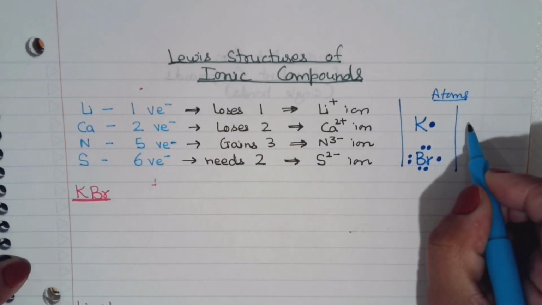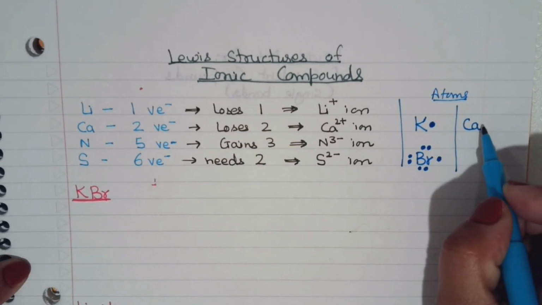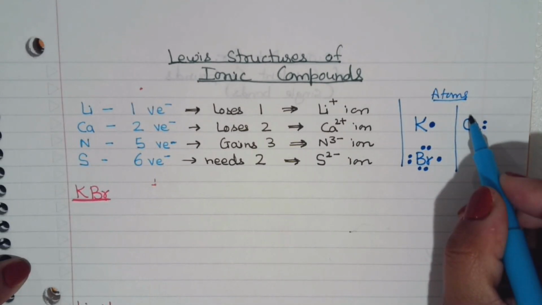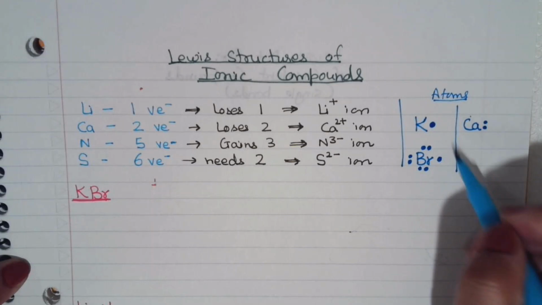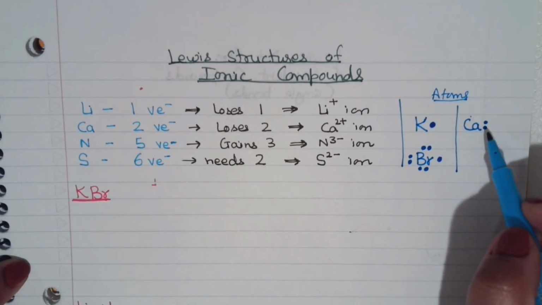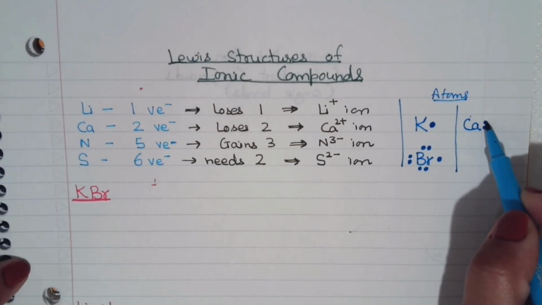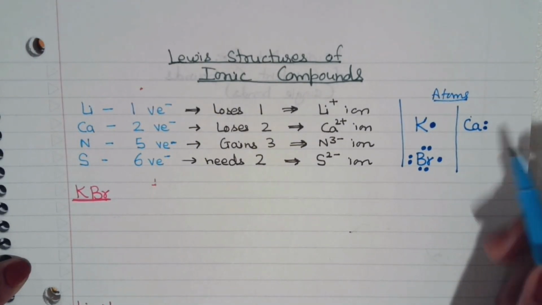Now, calcium has 2 valence electrons. So we can either draw 2 dots like a pair, or we can draw 1 dot here and 1 dot here. It does not matter where you draw the dots, as long as it's a neutral atom or single atom. We can just adjust the dots when we are making bonds.